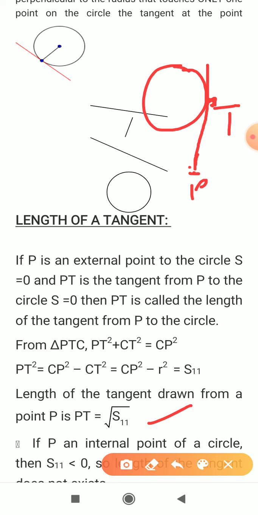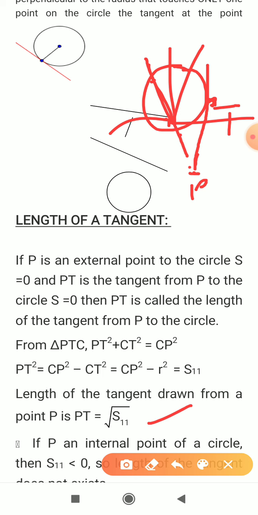Suppose P is an internal point. Can you draw a tangent from an internal point to the circle? No. Suppose this is the point. This is not a tangent, this is not a tangent, and so on. Because for a tangent, there is one and only one common point of the line and circle. But for this line, there are two common points, the points of intersection of the line and circle. So these are not tangents.